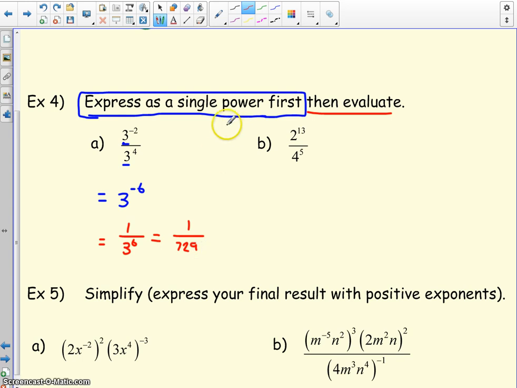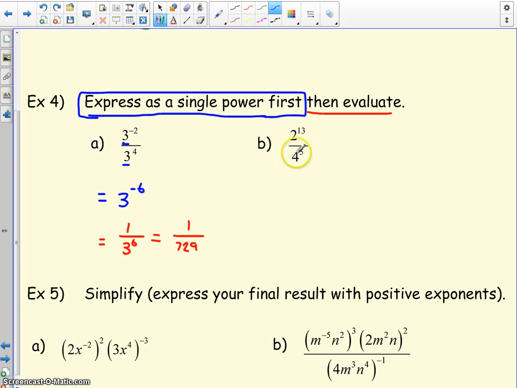Okay, now with b, expressing as a single power first is not necessarily as easy. You'll notice here that the bases are different. We have a base of 2 and a base of 4. So I can't do this blue part right now, expressing as a single power, because I don't have the same base. However, going back to one of the things I asked you to do was to recognize certain powers of 2, 3, 4, 5, 6, whatever.